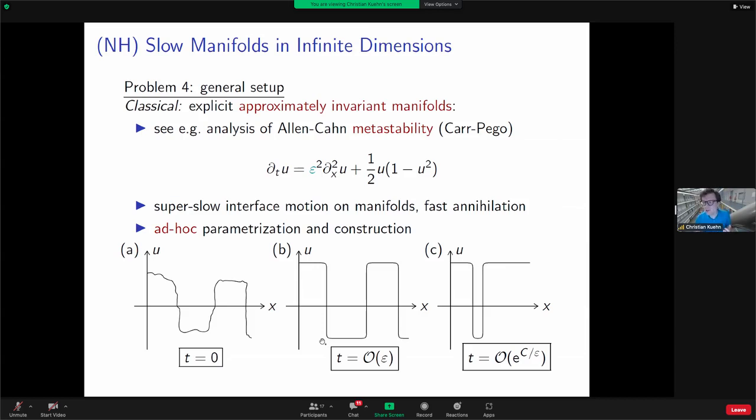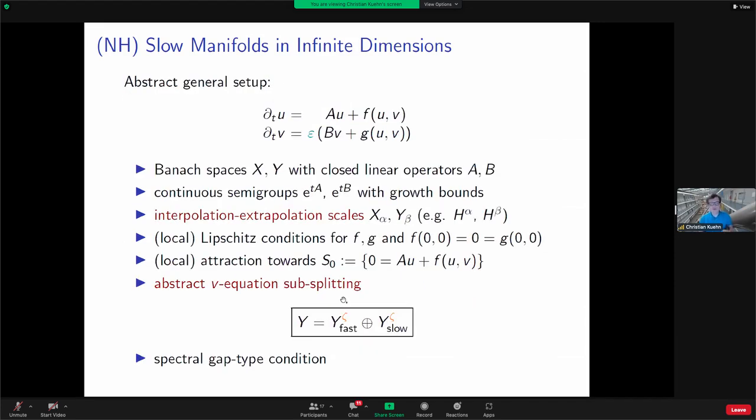So you don't really want an ad hoc construction, you want sort of an abstract construction, but it's still computable and feasible to plug in certain equations to make this useful. All right, so what's our setup? I spent maybe too long explaining why it's tricky, but I think it's important. So this is our abstract setup.